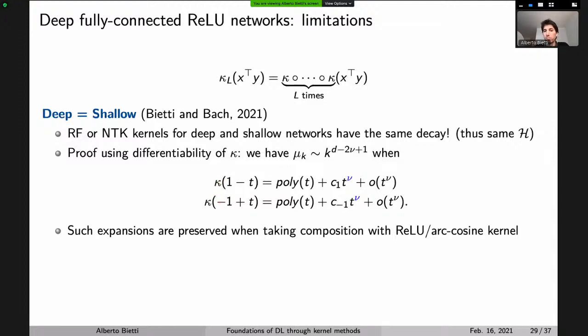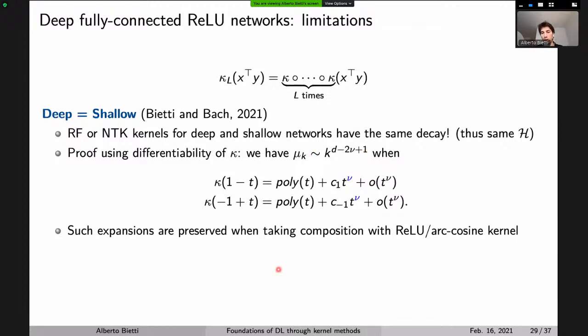And it turns out that, if you can write this expansion around +1 and -1 in terms of some non-integer exponents, so nu here is typically 3/2 or 1/2 for the arc cosine function, depending on which kernel you use, then this nu will actually govern the final rate of decay, and so the size of the RKHS.